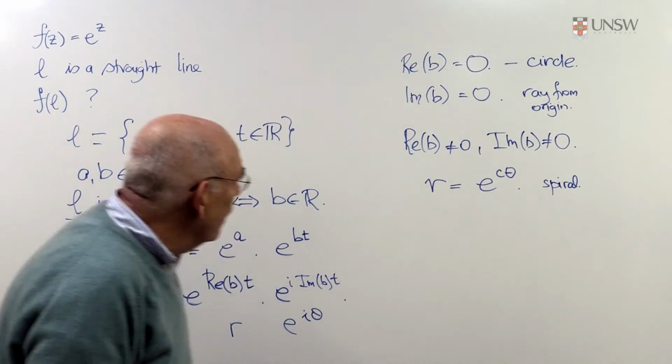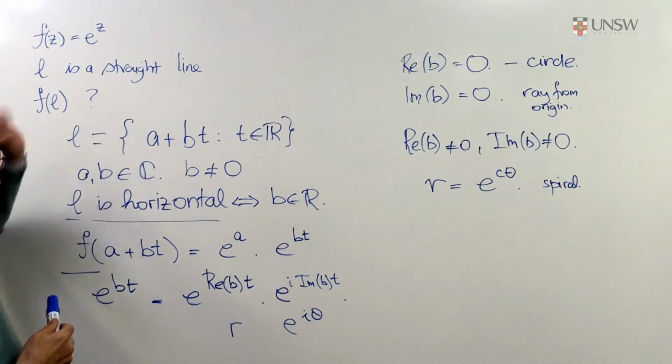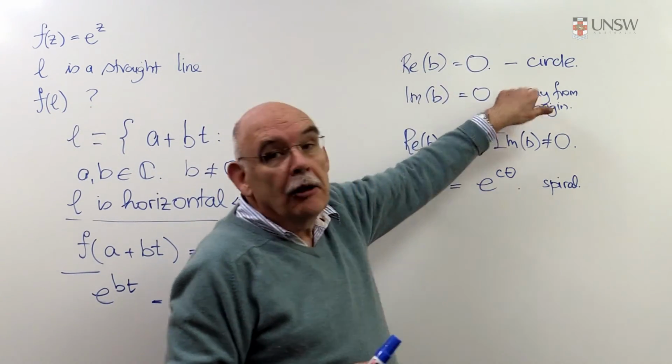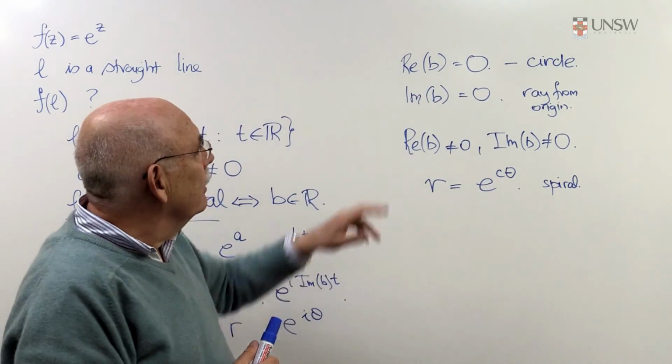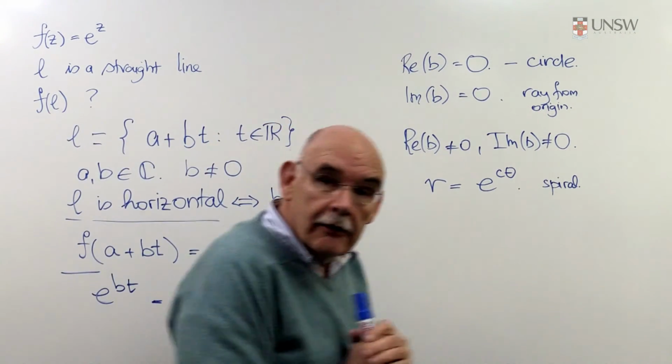In particular, the only time that the image of a straight line is a straight line, or more precisely part of a straight line, is when the line is horizontal. And that's the end of that.